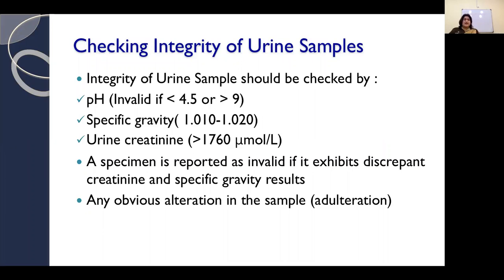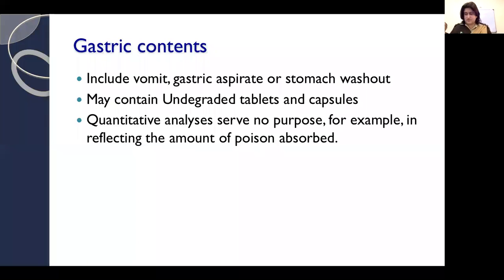So if there's any alteration in the sample, that is another one. The next samples are the gastric contents. They include vomit, gastric aspirate, or stomach washout. And the more important thing is that we might find the actual evidence in the gastric fluid, undegraded tablets and capsules. However, as I have already told, just like urine, quantitative analysis serves no purpose in body fluids other than blood, for example, for reflecting the amount of poison that is being absorbed.